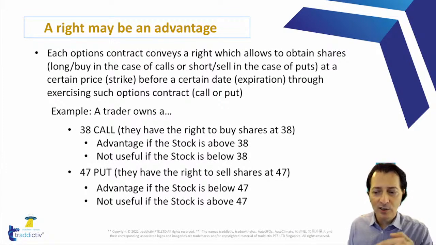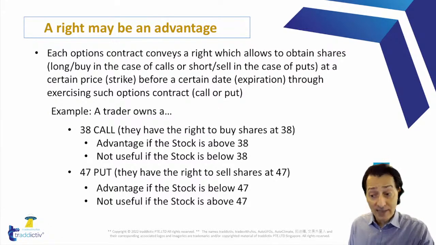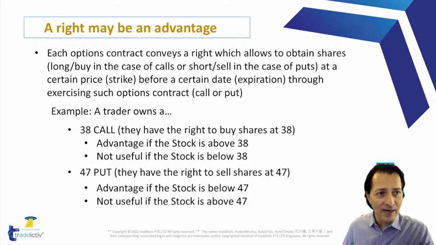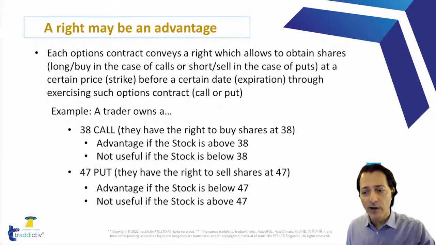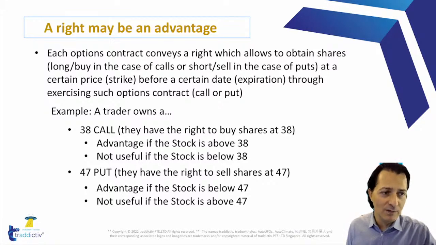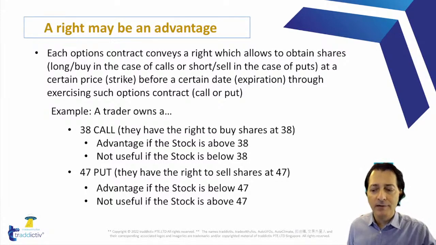So let's say the stock is trading at 40 and you have the 47 put. Well, by owning the 47 put, you have the right to sell the stock at 47 while the stock is trading at 40. That's an advantage because you have the right to sell the stock $7 more expensive than the current price of the stock, which is 40. So there is intrinsic value because there is an advantage.